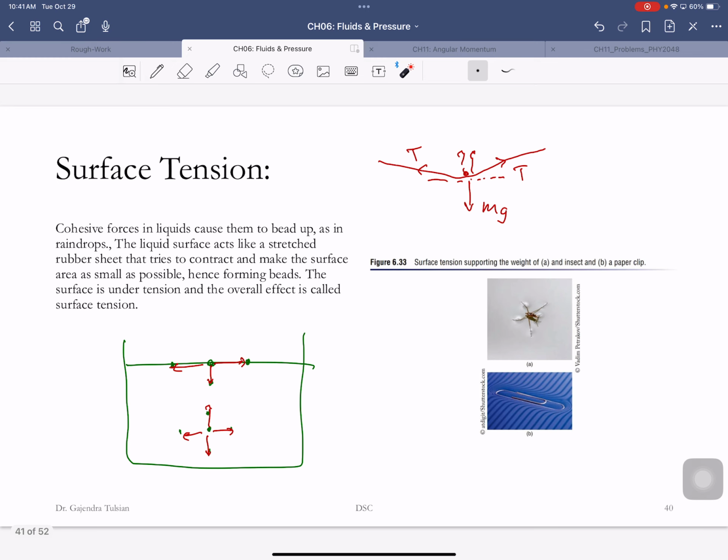Okay, so surface tension arises because of this. A molecule inside, the net force on it is 0. A molecule on the surface, there's a net force there. So to put a molecule on the surface, it costs you energy. Okay, it's like stretching a spring to keep a molecule on the surface. Okay, so you want to spend the minimum amount of energy. So you want as few molecules as possible on the surface.